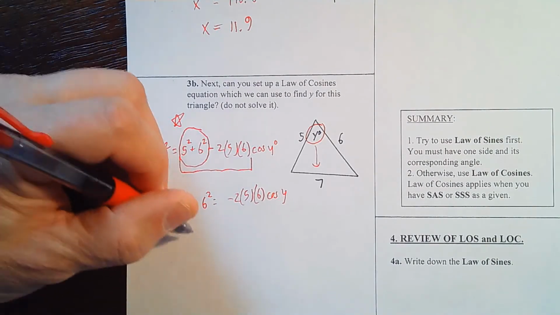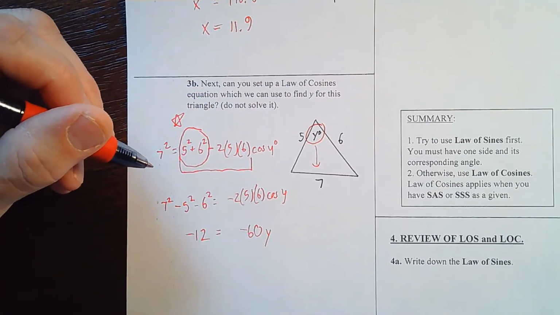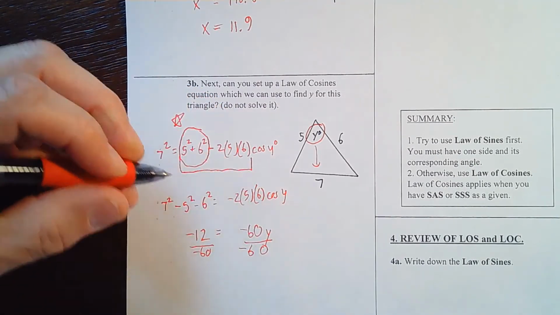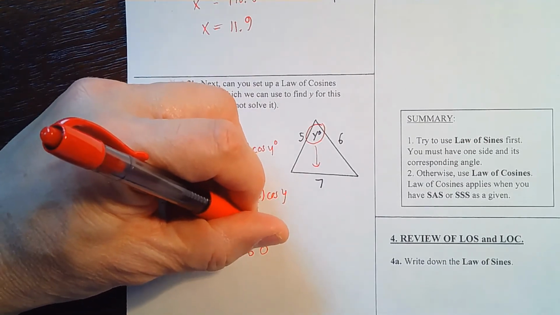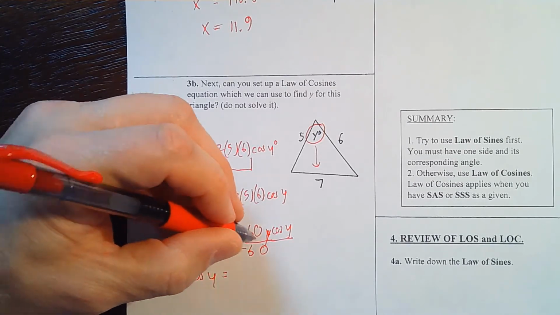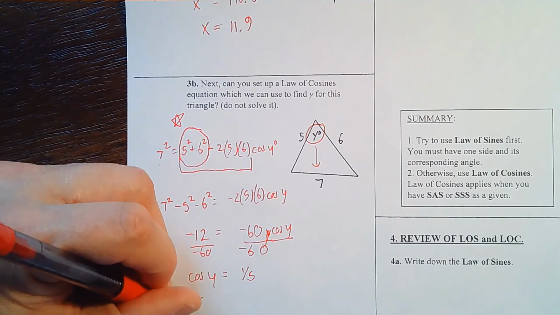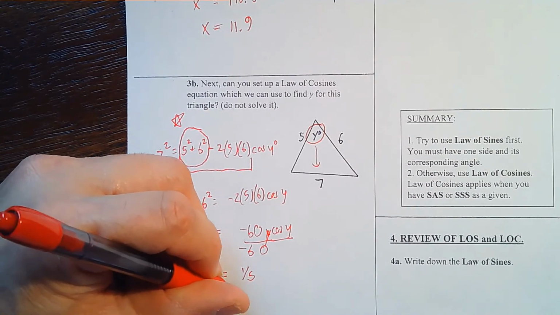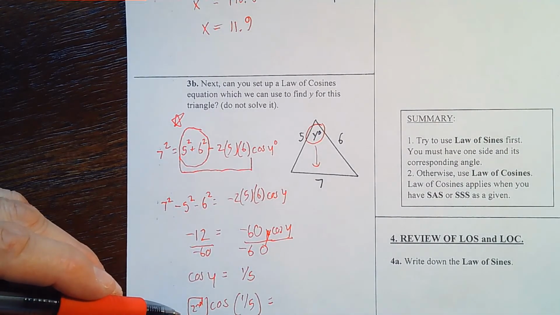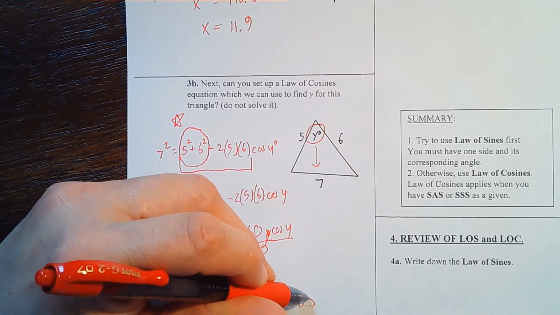All right, well, we get minus 12 when we simplify that, equals minus 60 times cosine y. I divide by minus 60. I get cosine y equals 1/5 or 0.2. And I'm going to use second cosine of 1/5 because we're looking for the angle. If the angle's missing, then you use your second function, second cosine function. And I get 78.5 degrees.